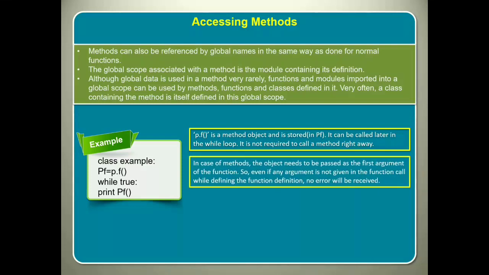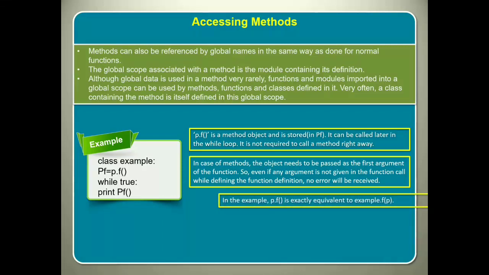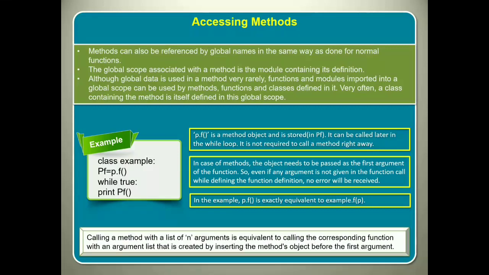In case of methods, you need to pass the object as the first argument of the function. So, even if you do not give any argument in the function call while defining the function definition, you will not receive any error. In the above example, P.F is exactly equivalent to example.f. So you can say that calling a method with a list of n arguments is equivalent to calling the corresponding function with an argument list that is created by inserting the method's object before the first argument.